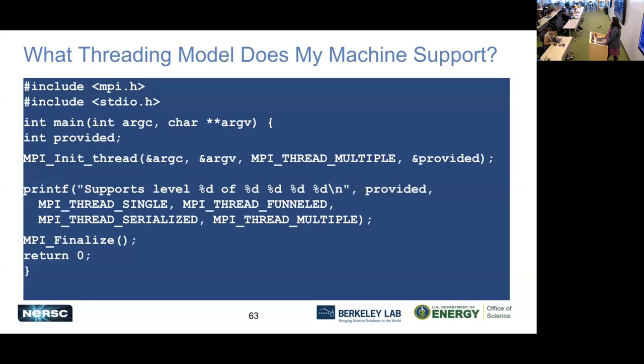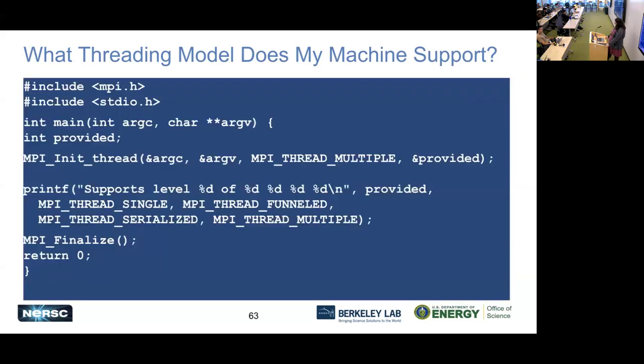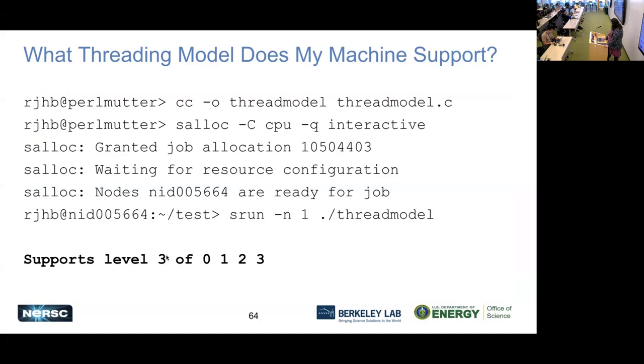So if you want to know what threading model your machine supports, I've got a code for you. You could run this on Perlmutter, or you could just look at me already running it on Perlmutter, and you can find out. So let me go back here to my code. What I'm doing is trying to figure it out. Instead of just using MPI_Init, we use MPI_Init_thread, and we ask it for MPI_THREAD_MULTIPLE, and then we see what it provides. And then we print it out. So this is what I wanted, and these are going to be 0, 1, 2, 3. And this is what I get, level 3 of 0, 1, 2, 3.